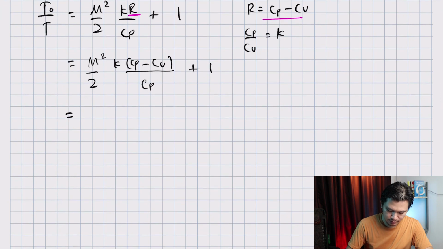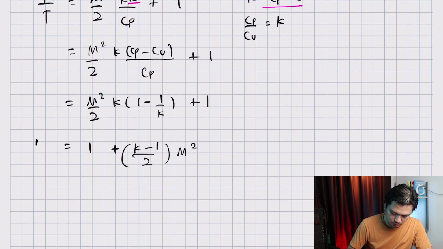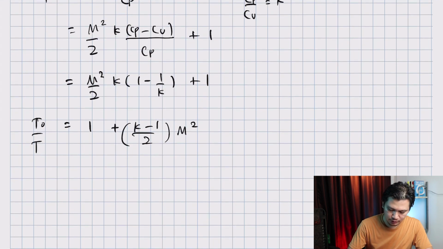Right? So this means M square over 2 K times (1 minus 1 over K plus 1). And this will become quite easily, I'm going to put 1 in front. So this is 1 plus (K minus 1) over 2 times M square. Okay, and this is equal to T naught over T. Alright, and this is the relationship that we are looking for, especially for temperature.